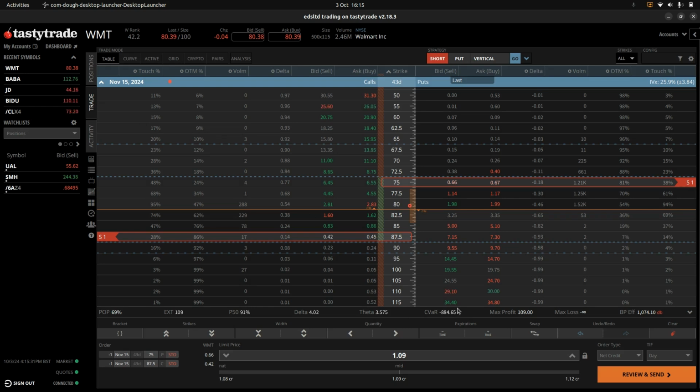So what is the premium that we collect up front? It's this. It's $1.09 multiplied by a contract multiplier of 100, because there's 100 shares in each options contract for equities. So that's going to give us $109 of premium that we collect up front. Our broker is going to require just under 1.1k in buying power to open this position, but we will be able to collect about $109 up front. So we're looking at about a 10% return on this position with a very high probability of profit.